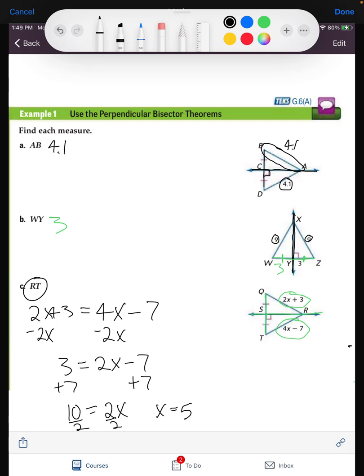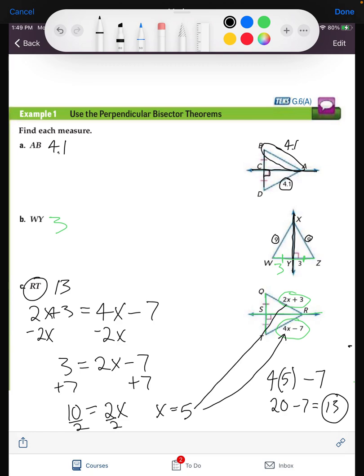And it's asking us for RT. So for RT, let's plug back in 5 for x here. We get 4 times 5 minus 7. So 4 times 5 is 20, minus 7 equals 13. So our RT is going to be 13. And just to double check, let's also plug in 5 for this x, because we know that they're going to be equidistant, so this one should equal 13 as well. 2 times 5 plus 3. 2 times 5 is 10, plus 3 equals 13. So that checks out.